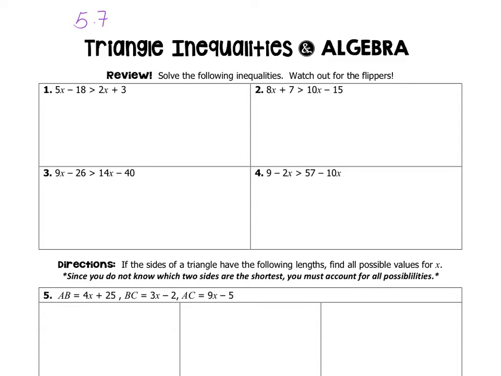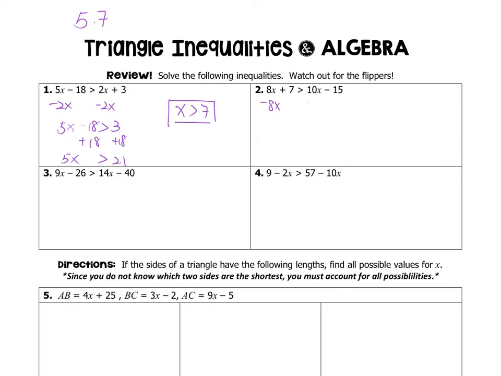If I have to solve this, I would have to subtract 2x on both sides. Then I add 18 on both sides, so I have 5x is greater than 21. Notice that I'm carrying the greater than sign there, and finally I divide by 5 on both sides. My answer should be x is greater than 7. And in the second example, I can do the same thing.